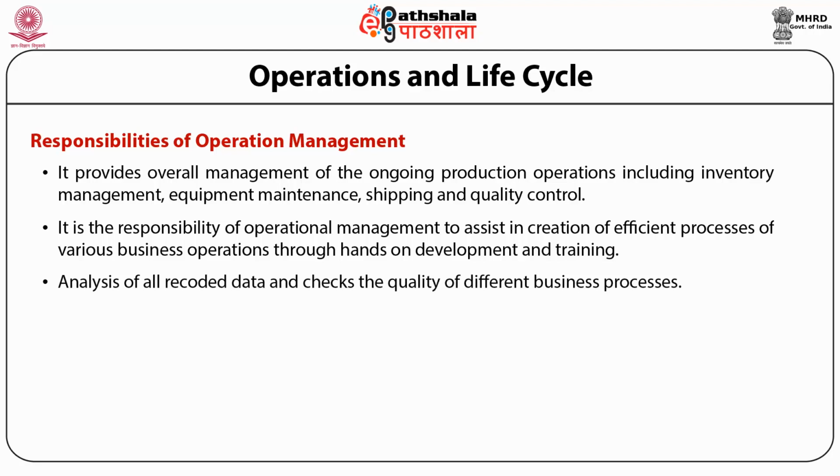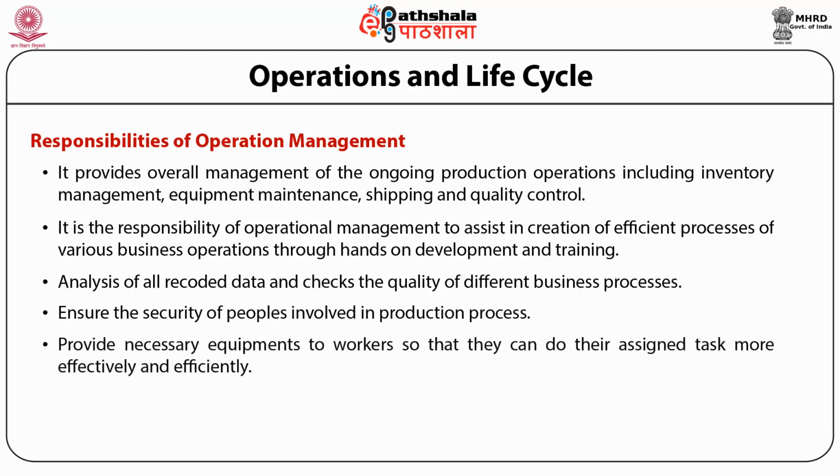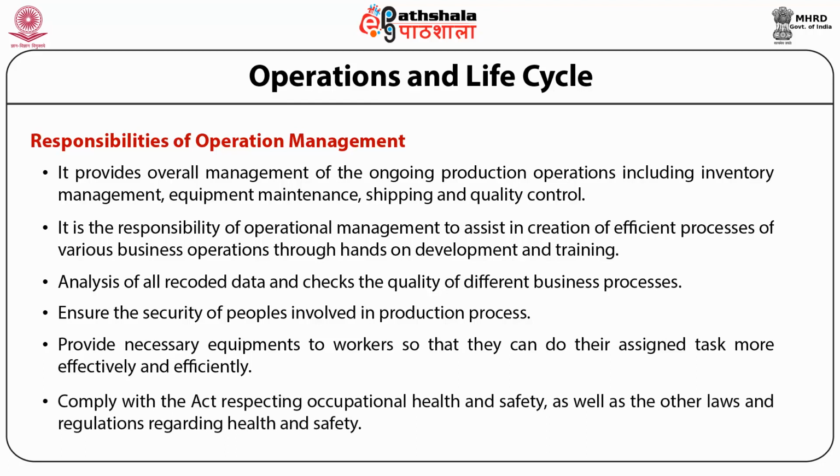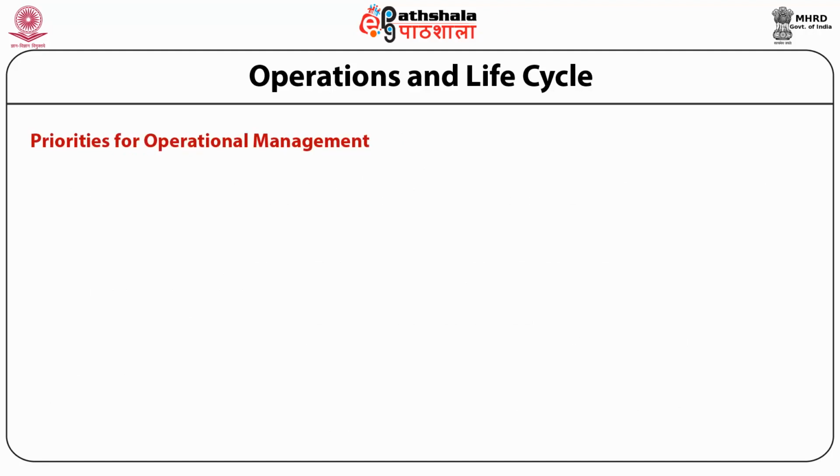Analysis of all records and data and checking the quality of different business processes is one of the responsibilities of operation management. It ensures the security of people involved in the production process. It also provides necessary equipment to workers so that they can do their assigned tasks more effectively and efficiently. Operation management should comply with the acts respecting occupational health and safety, as well as other laws and regulations regarding health and safety.